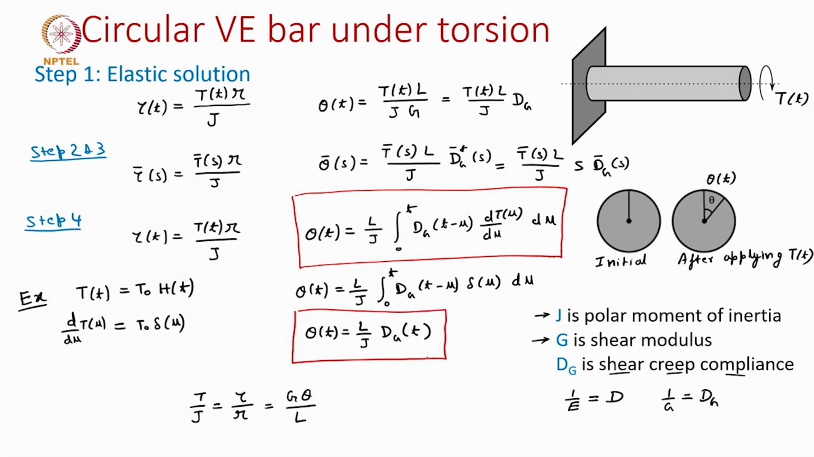So, in our example, we have chosen a very simple load, which is a step function for the torque, and therefore, the angle theta is given as L by J times this compliance, which we defined as shear creep compliance denoted as D of g. So, in this slide we have shown how we can solve viscoelastic problems where we have a circular bar under torsion.